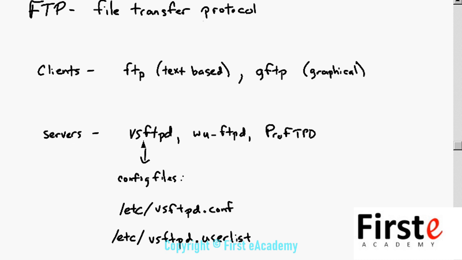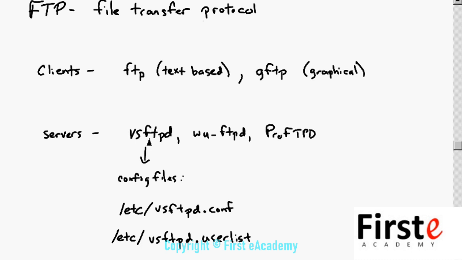One of them is the VSFTPD server, the Very Secure File Transfer Protocol daemon. There's Woo FTPD, which is developed at Washington University in St. Louis, and there's Pro FTPD. Woo FTPD is actually the one that's shipped with Red Hat Linux 8.0 as the default FTP server. Since Red Hat Linux 8.0, Red Hat has switched over to make VSFTP the default FTP server. So that's the one that we're going to focus on in this nugget so that we're as up to date as we can be.